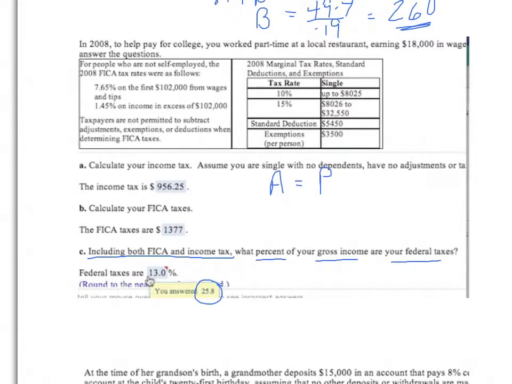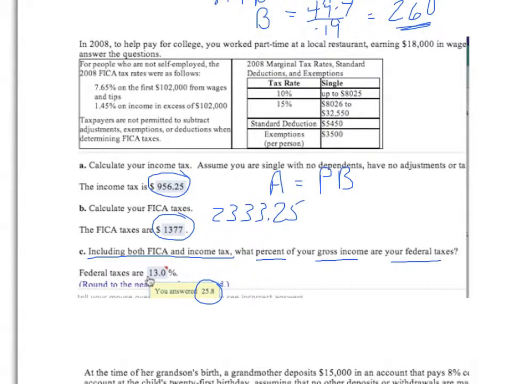So we're asked to find the percent, so we don't know the percent. So what we need to do is figure out which number is our amount and which number is our base. Well, to figure out your federal taxes, including both FICA and income tax, you need to add up these two values, $956.25 and $1,377. That adds up to $2,333.25. You can check my math on that.